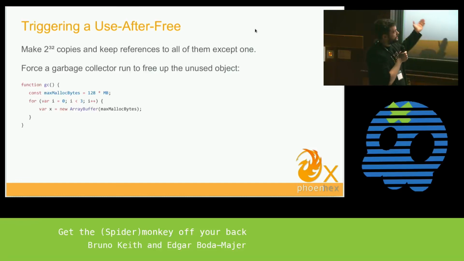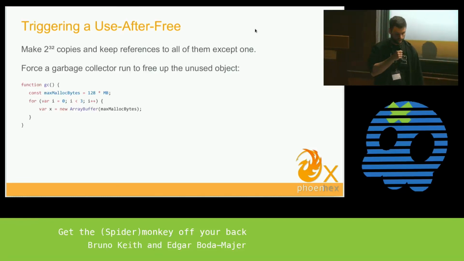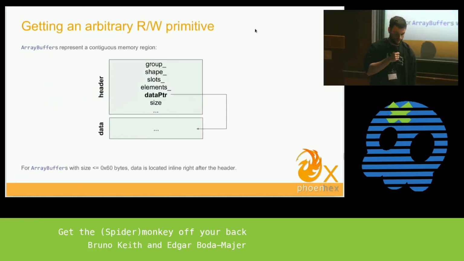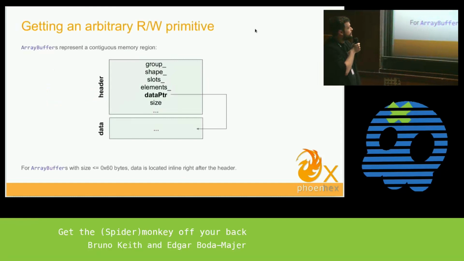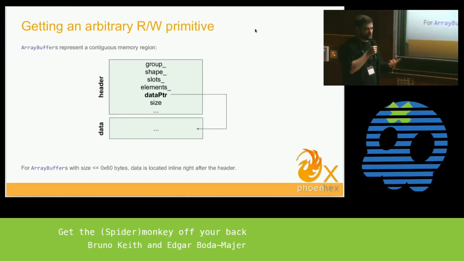So we'll basically create a bunch of copies and keep reference to them except for one, and trigger the garbage collector, and that basically will free the memory. So now step 2 and 3 actually, which we need a good target object to reallocate in the freed memory. And for that, basically, we're going to use array buffers.